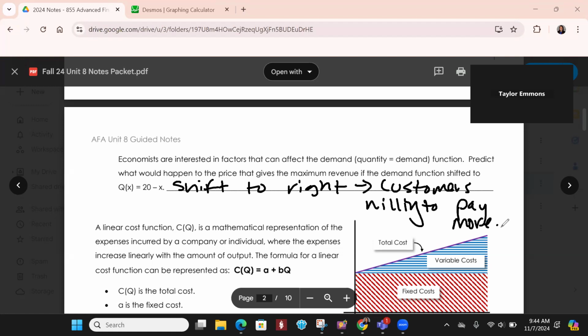Add more variables to our lovely mix. A linear cost function, C of Q, is a mathematical representation of the expenses incurred by a company or individual where the expenses increase linearly with the amount of output. The formula for a linear cost function can be represented as that. So what does the C represent? The cost. What does A represent? What does that mean?